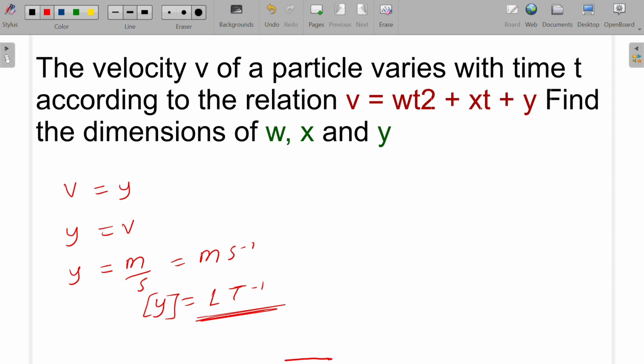Now, if you follow my steps, you'll find that this question can be asked in two ways. They can ask for the units of W, X, and Y, or ask for the dimensions. So if you follow my steps here, you would have already known how to find the units too, as well as how to find the dimensions.